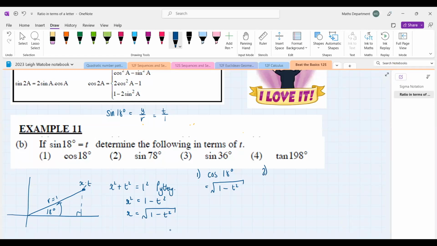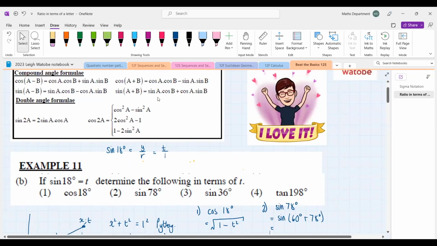Okay, number 2, the sine of 78. Anybody want to tell me how would we do the sine of 78? Ideas, please. There we go, Z, excellent. Well done. So Z says, let's do it as 60 plus 18. So we're going to use compound angles.